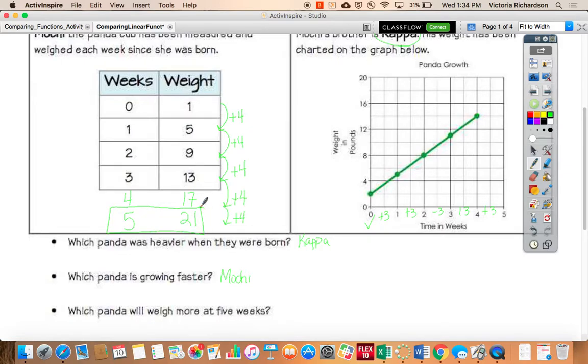And on this one, we can continue our line. So at 5 weeks, I went from 14 pounds up to 17 pounds. So 17 pounds at 5 weeks, and Mochi is 21 pounds. So the panda that will weigh more at 5 weeks is going to be Mochi.